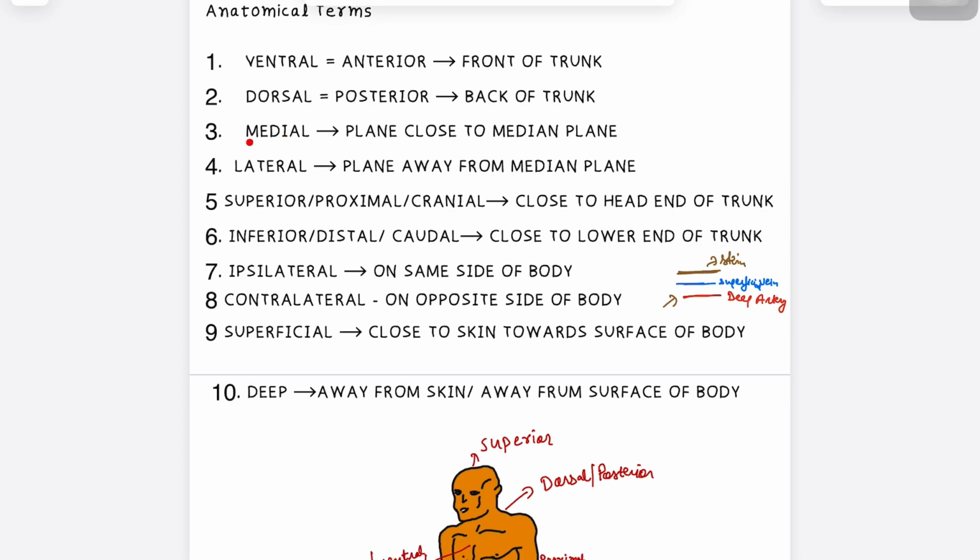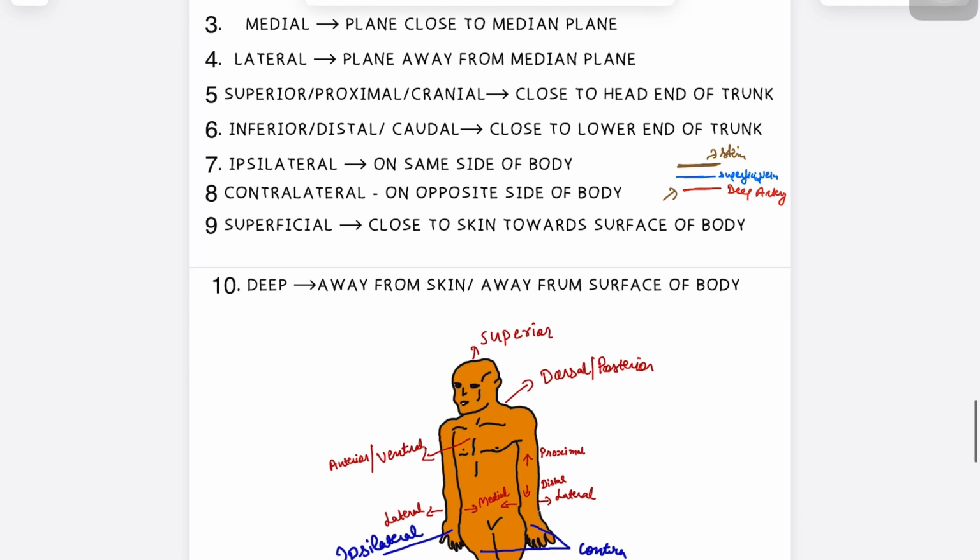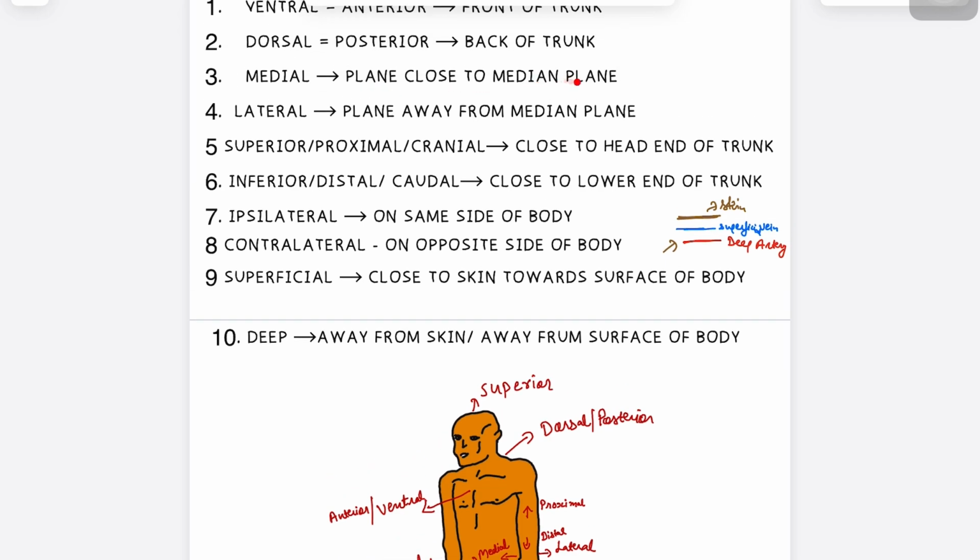Now let's talk about the third and fourth anatomical terms, which are medial and lateral. When we take an imaginary line which passes through the center of the body, it is called the medial line. When we go toward the medial line, it is called medial, and when we go away from the medial line, it is called lateral. So what is close to the medial line is called medial, and what is away from the medial line is called the lateral surface.